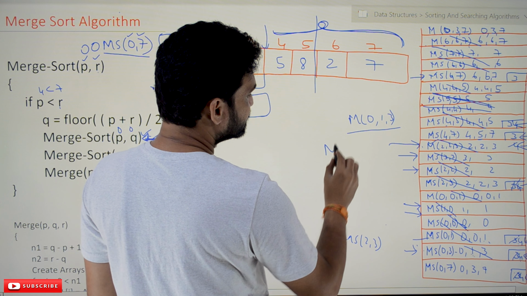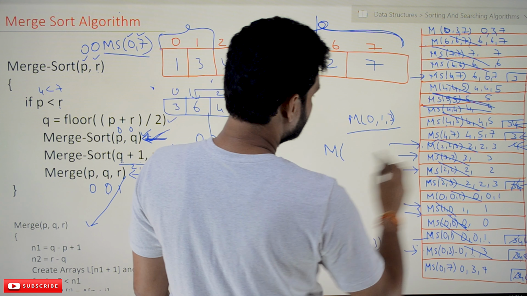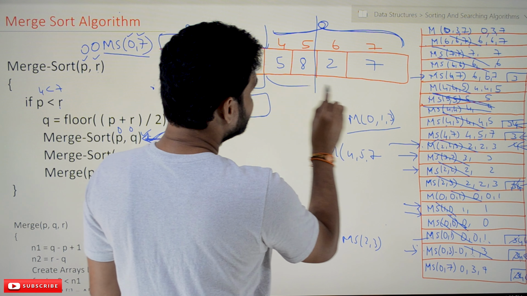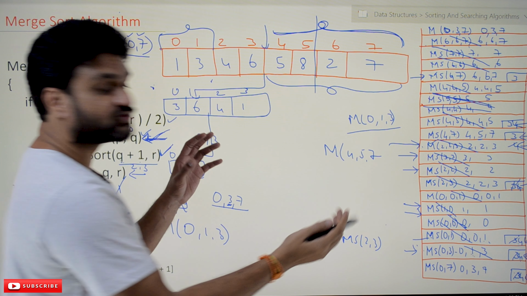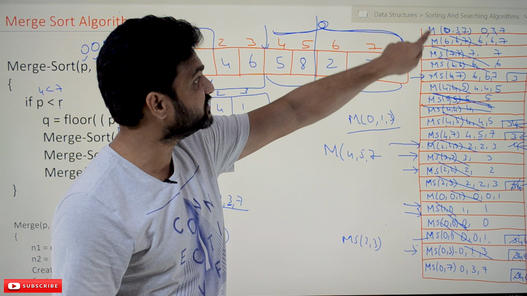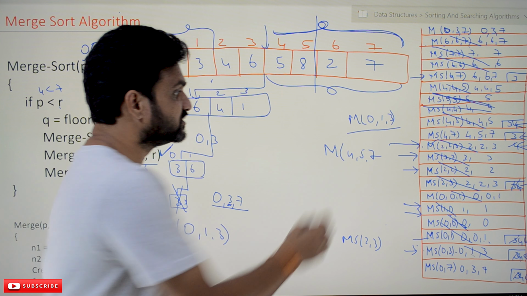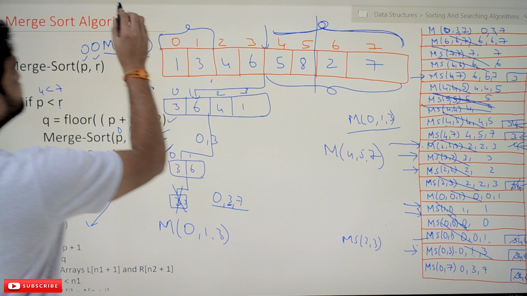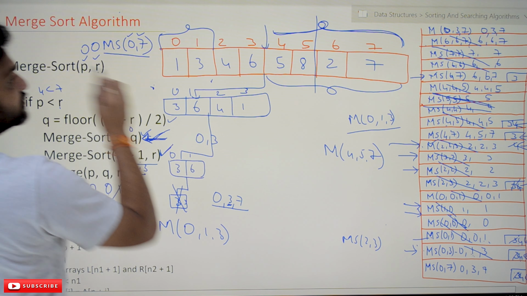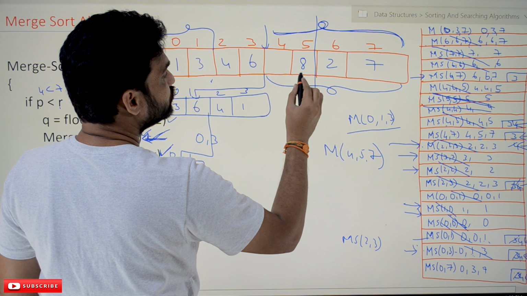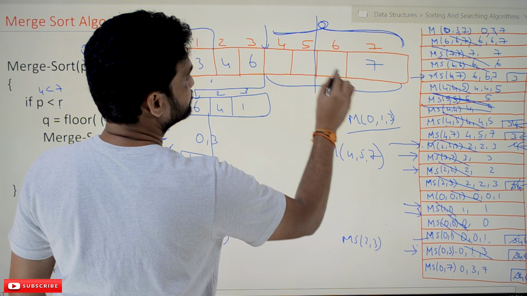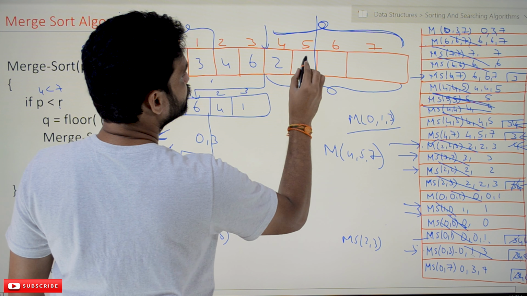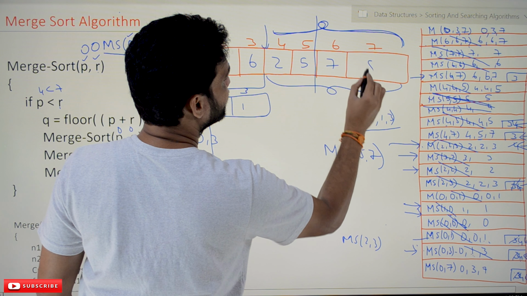I missed that line, which is M of 4 comma 5 comma 7, which means this entire part has to be sorted again. So in between these two, I have to give this, somehow I missed it. So now all these elements will be in the sorted order. So if you arrange this, the elements are 2, 5, 7 and 8.